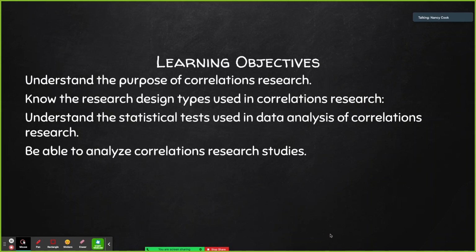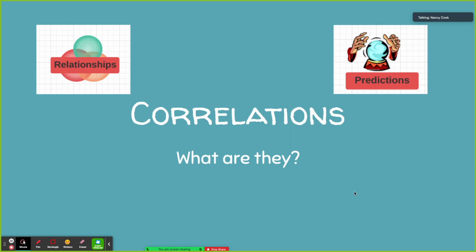Okay, so our learning objectives for today, I want you to understand why we use correlational research. What's the purpose of it? I want you to know the research design types. Okay, just like we had design types for the ANOVA, there's design types for correlational research. I want you to understand the statistical tests that they use to analyze correlational research. And I want you to be able to analyze correlational research studies.